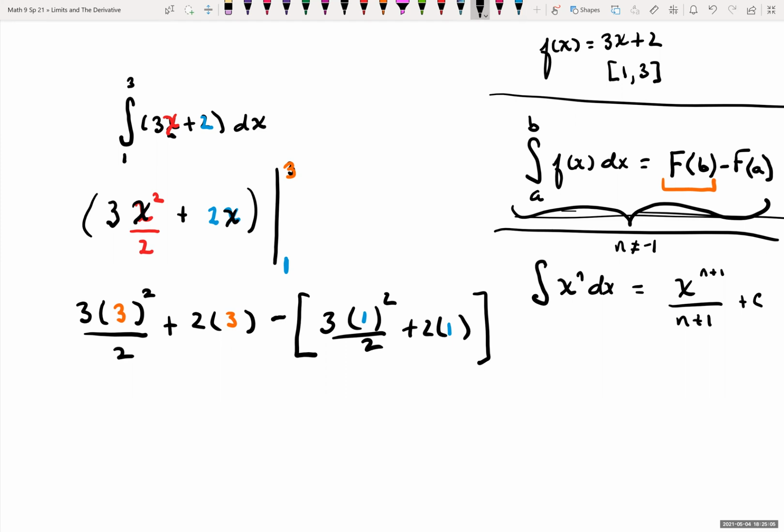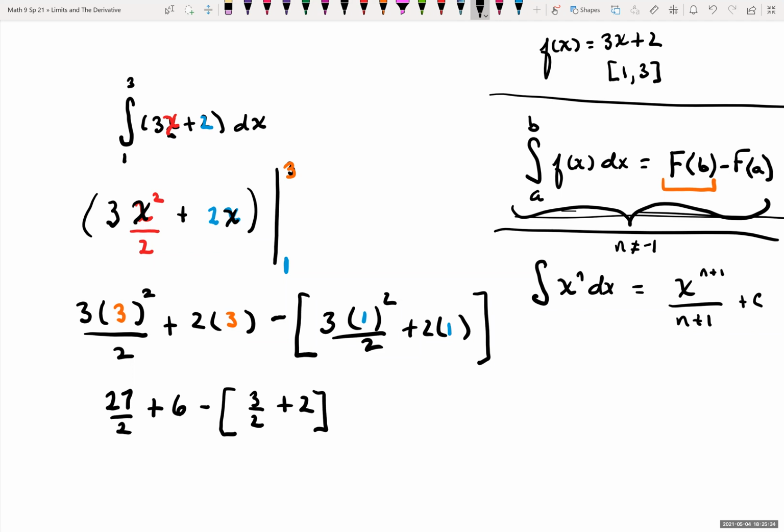So we have 3 times 3 squared. Exponents first, 3 squared is 9, times 3 in front is 27 all over 2. Plus 2 times 3, which gives us 6, minus, so let's put our bracket. So 1 squared is 1. And then we have times this 3/2. So 3/2 plus 2.